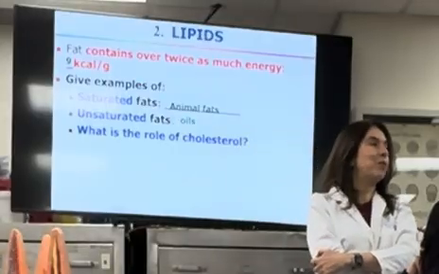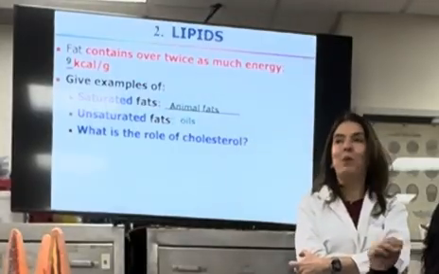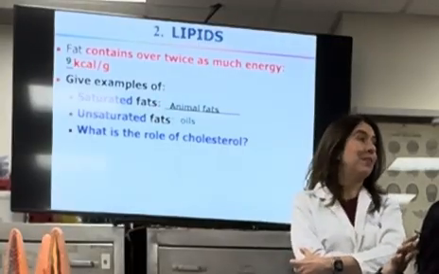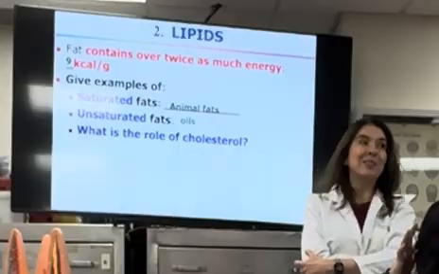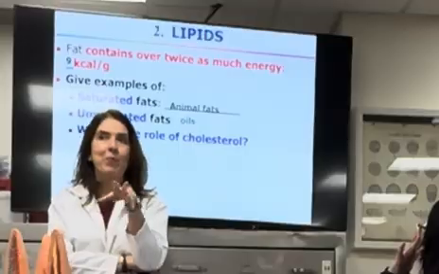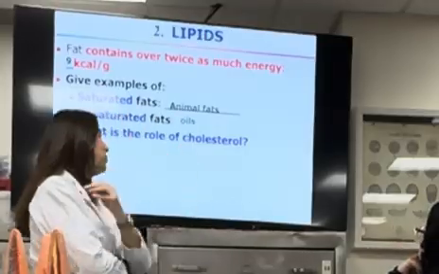What is the role of cholesterol? Correct. It gives origin to steroid hormones. For example, estrogen, aldosterone, testosterone, progesterone, sex hormones. Okay. Cholesterol is also part of the cell membrane of all cells in the body. Okay.